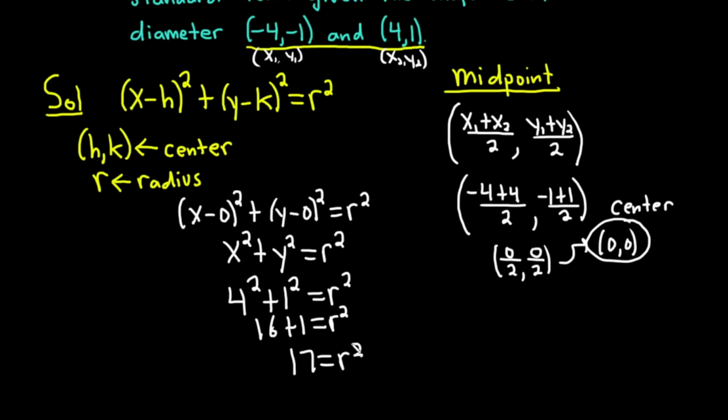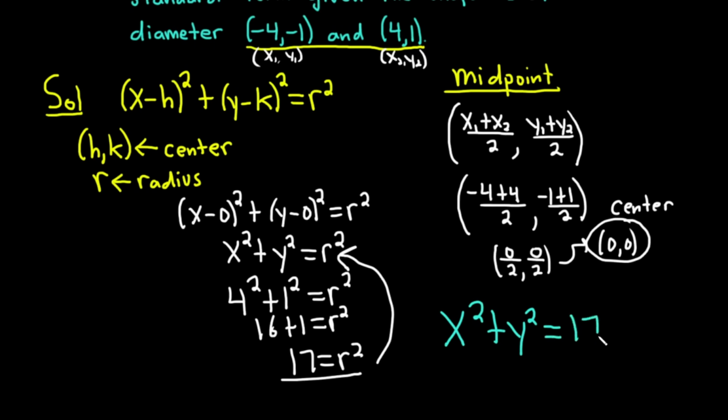circle. So all we do now is take this r squared and plug it back into the equation we found. So the final answer in this problem will be x squared plus y squared equals, and then instead of r squared we write 17. And that would be the equation of our circle.